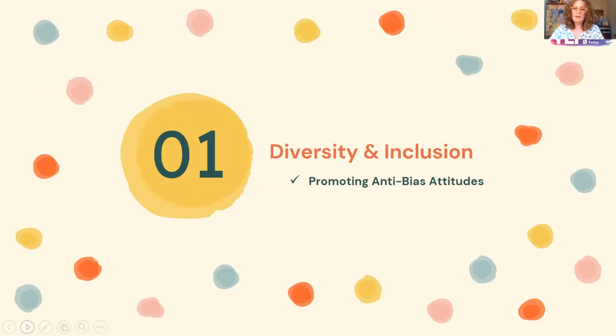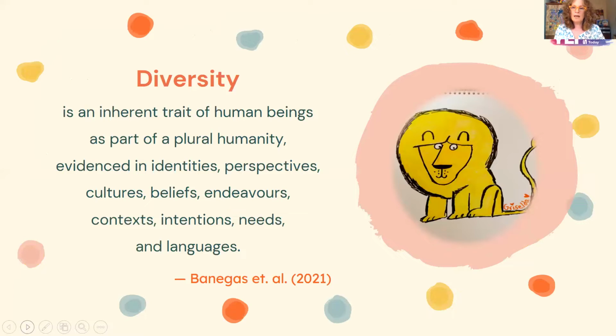So, diversity and inclusion. What do I understand by diversity? Diversity is an inherent trait of human beings as part of a plural humanity, evidenced in identities, perspectives, cultures, beliefs, endeavors, contexts, intentions, needs, and languages. What I see is that our classes are this in particular. In our classes, we have this plural humanity with all these diverse perspectives and identities. That's why I cannot understand how we can ignore diversity.